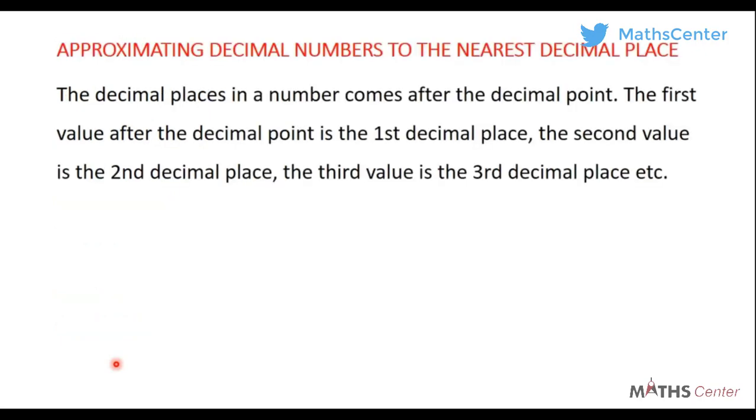Let's look at how to approximate a number to the nearest decimal place. Now, what are we talking about? The decimal place in a number comes after the decimal point. The first value after the decimal point is the first decimal place. The second value is the second decimal place. The third value is the third decimal place.